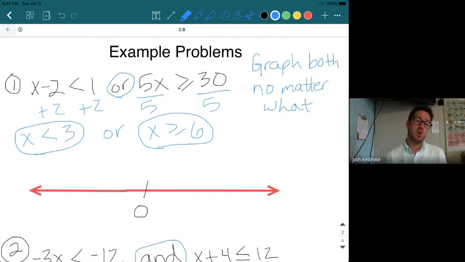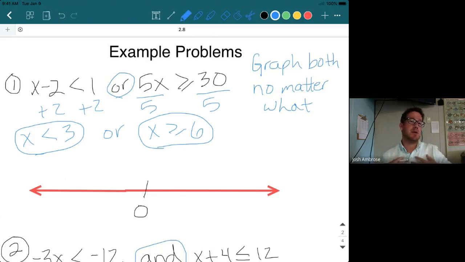Now you have to graph these inequalities. All right, so we have x is less than 3. Make sure you notice you're going to have a number line with arrows on both ends, and you always have to represent 0. Why do you always have to represent 0?